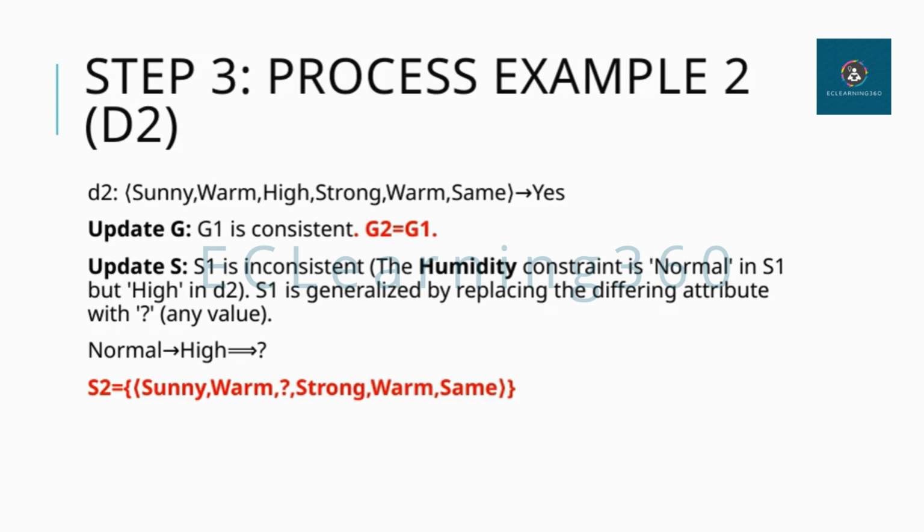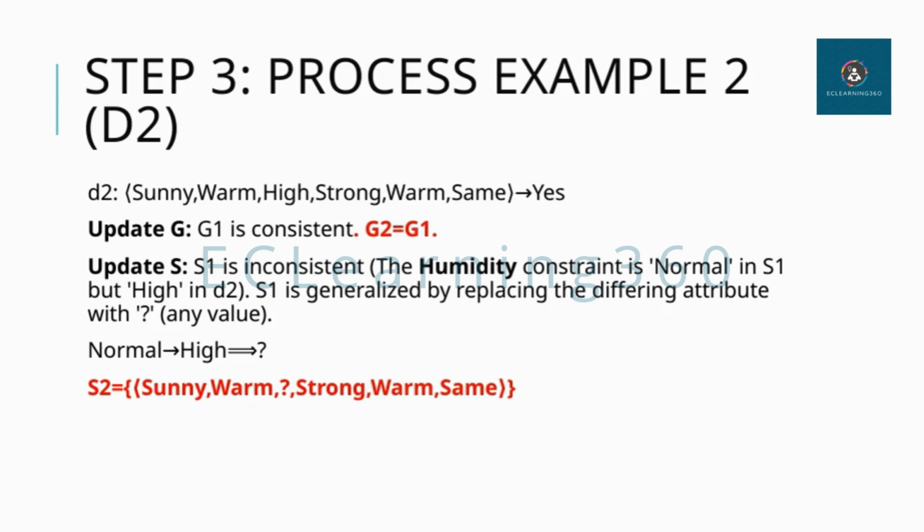Next, we need to update our specific boundary set. We notice that S1 is inconsistent because it has a contradiction in the humidity attribute. In S1, humidity is normal, but in D2, it's high. To resolve this, we generalize S1 by replacing the differing attribute with a question mark, which indicates any value. This way, we acknowledge the inconsistency and allow for more flexibility. So after this update, S1 becomes more generalized. Normal is replaced with a question mark, meaning it can now match either normal or high.